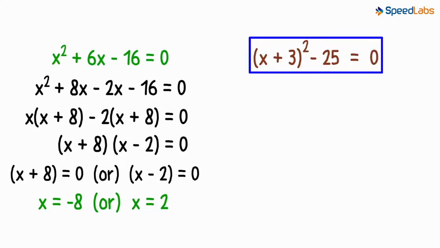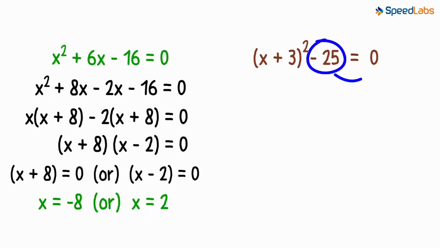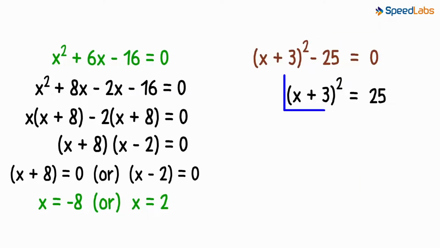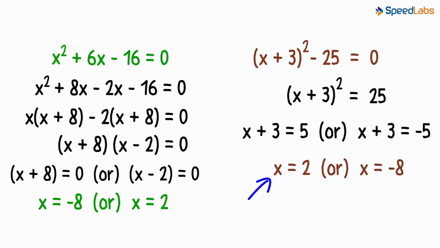We can solve it just like we solved the x squared minus 4 equals 0 equation. We transpose this to the right to get this. And this tells us that x plus 3 will either be 5 or -5. We get the value of x as 2 or -8.